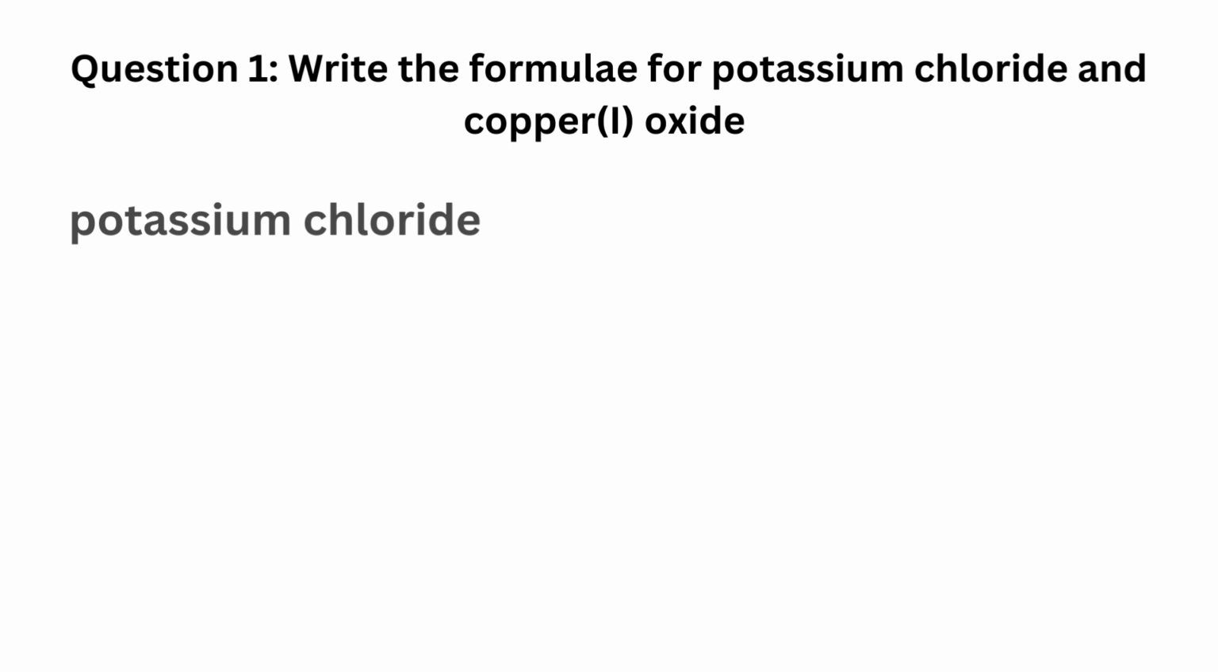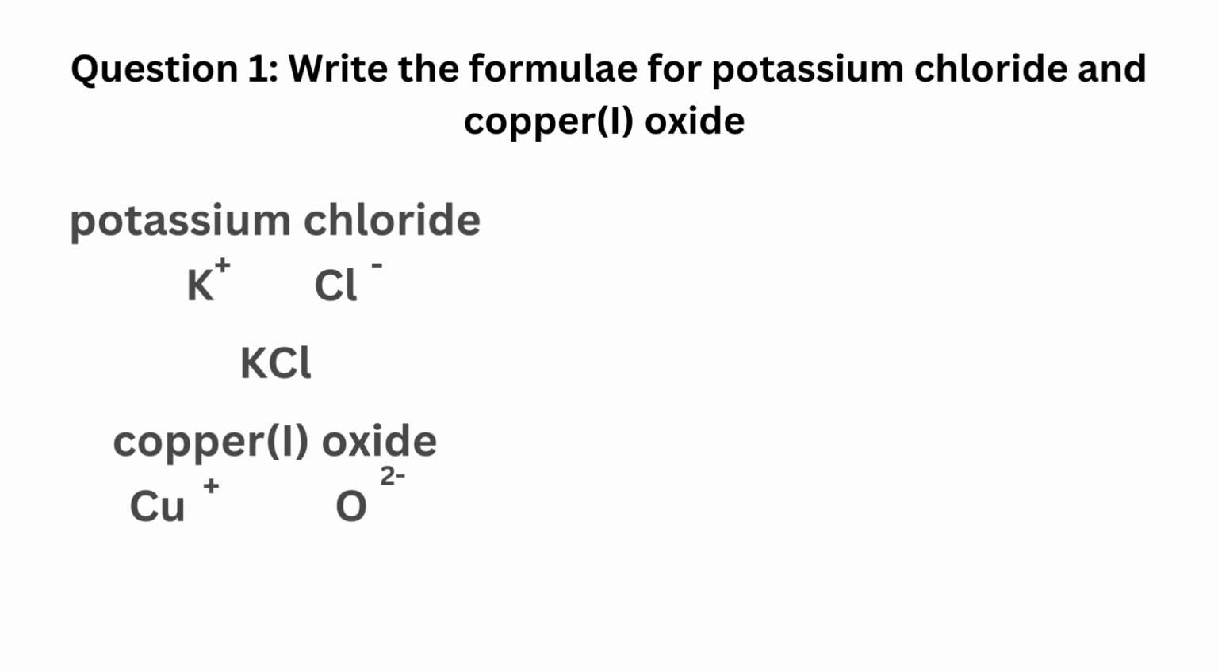Here's the answer. Potassium chloride is composed of potassium ions, K+, and chloride ions, Cl-. Since their charges balance out to 0, the formula is KCl. For copper(I) oxide, copper has a +1 charge and oxide has a -2 charge. To balance the charges, we need 2 copper ions for every 1 oxide ion. Therefore, the formula is Cu2O.